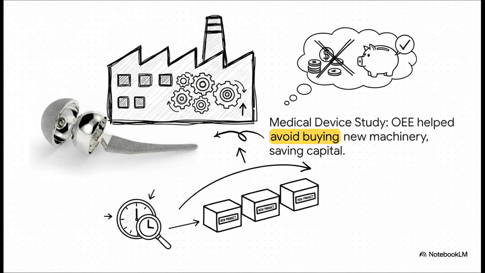And for this last one, let's talk about saving some serious cash. A medical device company thought they were out of capacity. They were getting ready to write a massive check for a brand new machining center. But first, they decided to try OEE. They used it to hunt down and eliminate their biggest downtime issues. And what happened? They unlocked so much hidden capacity in the machines they already owned that they could support 3 new products. That's a huge capital expense they just didn't have to make.